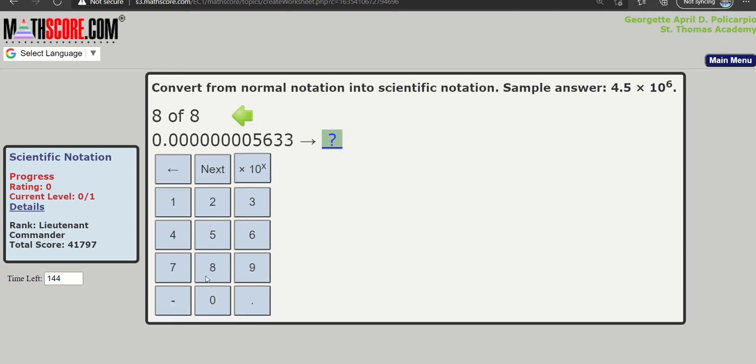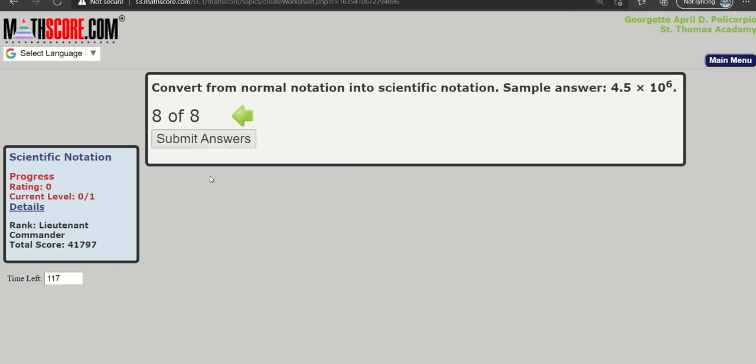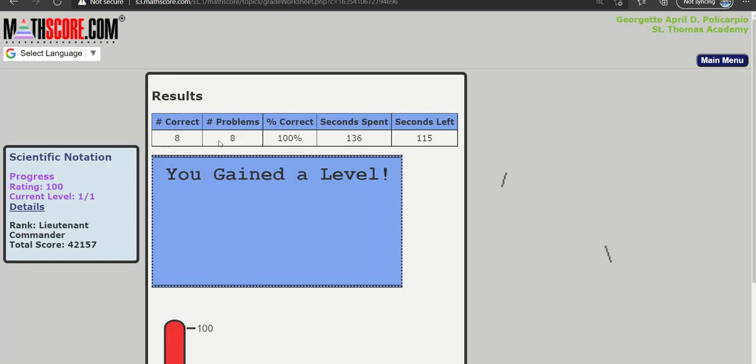Next, and last, 5.633. Tapos, 1, 2, 3, 4, 5, 6, 7, 8, 9. 9 times negative 9 kasi whole number ay 0. No. Pag nagsasagot kayo, ang pindutin nyo po ay next ha, wag po yung green arrow dito. No, kasi hindi niya nasisave yung answer pag ganun. So, pindutin ko na yung next, then submit answers.